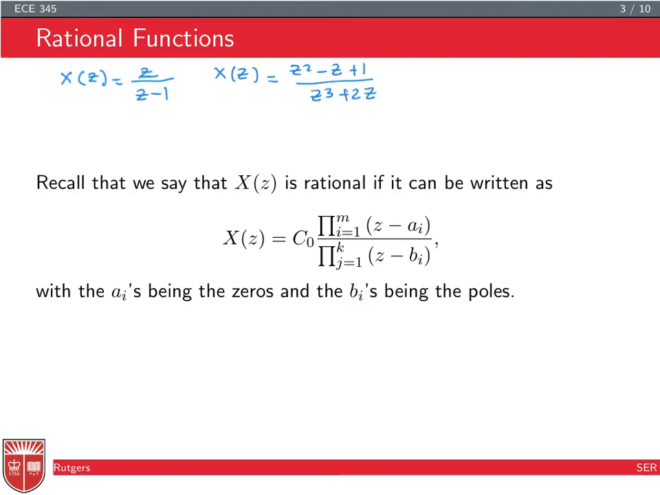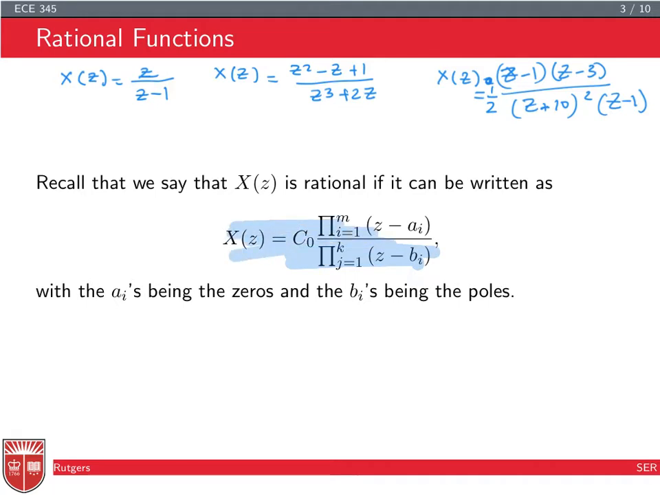Or you can write it in factored form. You can factorize the numerator and the denominator. So you can write X(z), for instance, as z minus 1 times z minus 3 divided by z plus 10 squared times z minus 1. And maybe you can add here a constant, 1/2, let's say. So this is basically what we mean by a rational function. The most general form is given here.